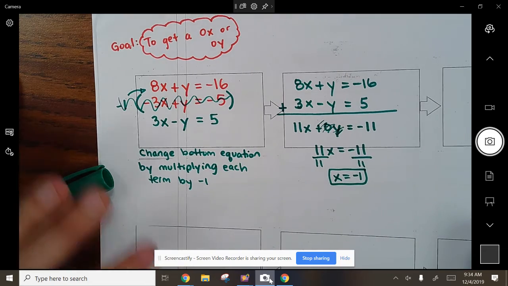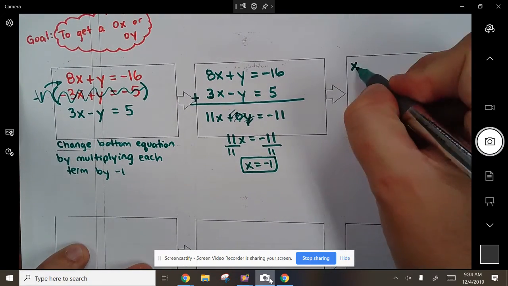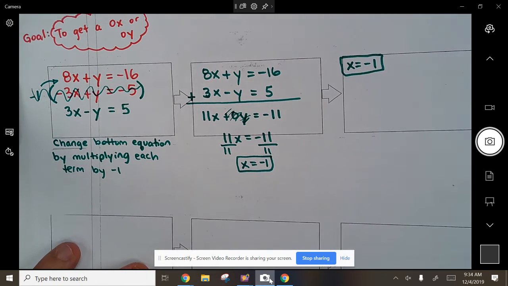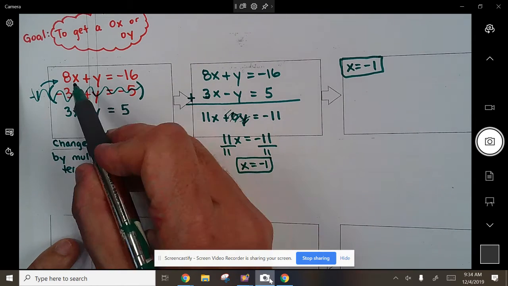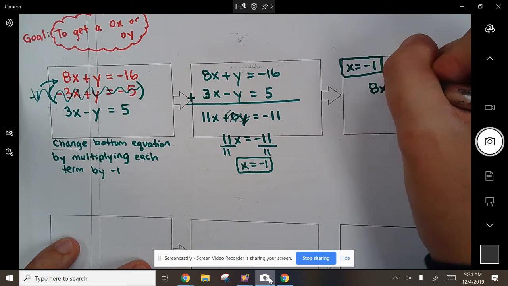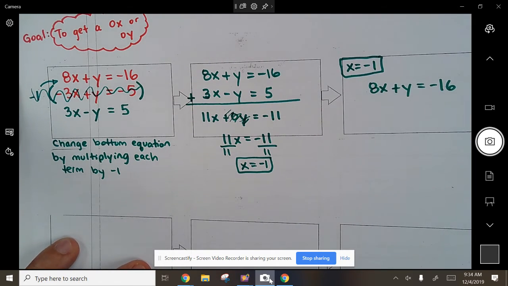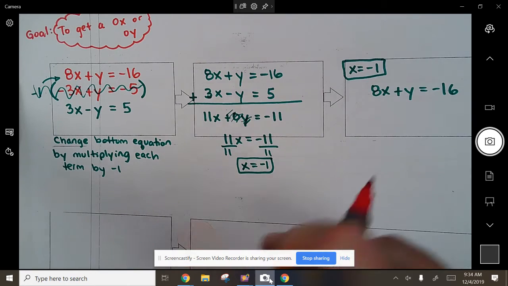Now that you know what x is, great, let's go ahead and, I like to put it up here, guys. We've been going over this a lot. I put this little piece here of the puzzle, and then you can pick any equation you want. So I'm going to go ahead and pick the top equation. I've been telling you guys that. I'm going to pick the top equation, and I'm going to put that there, and then eventually plug in your x, and solve for your y.